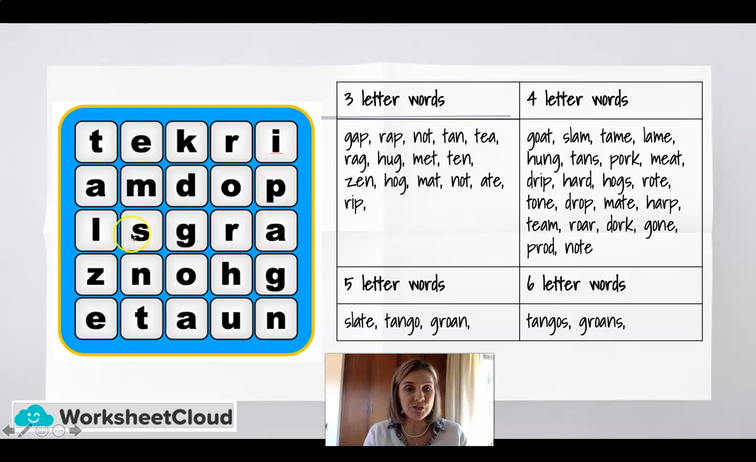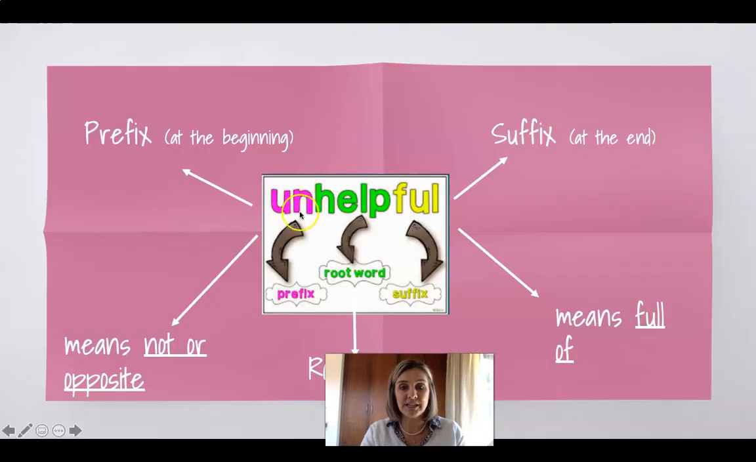Some 5-letter words. Slate was the first one I told you about, slate. Tango, T-A-N-G-O. And obviously you could find tangos by just adding an S. T-A-N-G-O-S, tangos. And then groans. I didn't seem to find a 7-letter word, but if you did, well done. Perhaps send me an email just to say I found a 7-letter word, or even an 8. Okay, guys, so I hope you enjoyed that. Let's jump into our lesson for today.